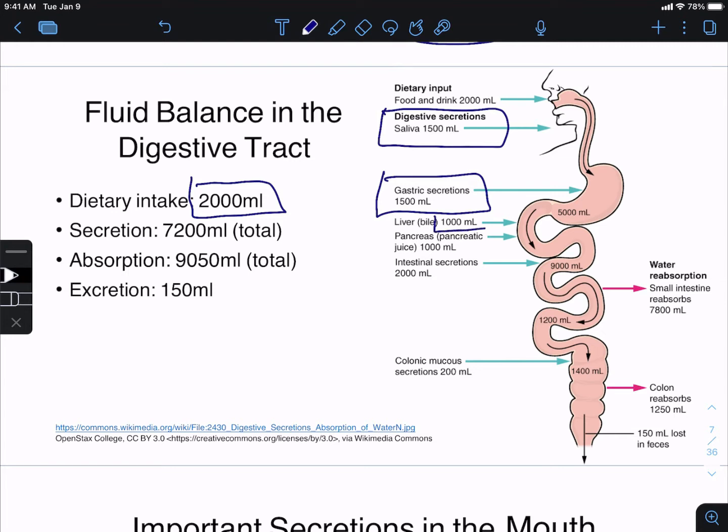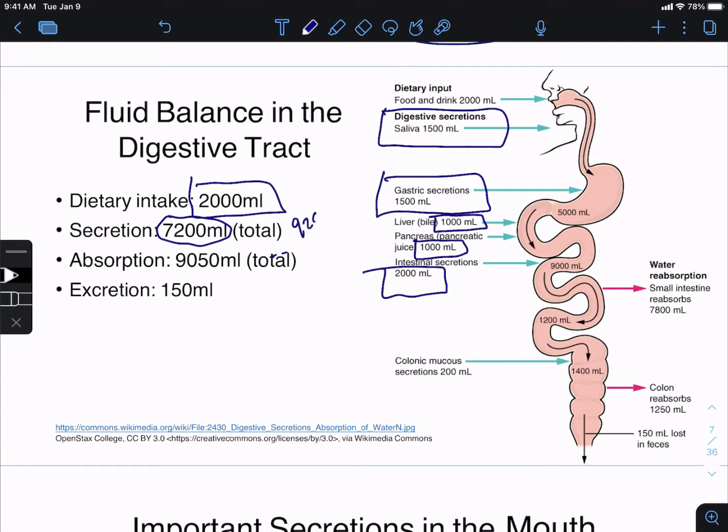1 liter of bile salt. Another liter of pancreatic juices. This includes water plus all the enzymes and buffers and so forth. 2 liters of intestinal secretions. Grand total, you're dumping the 7200 milliliters of secretions plus the 2,000 milliliters of whatever you're getting from your food and your drink. That would be a lot of fluid going through you.